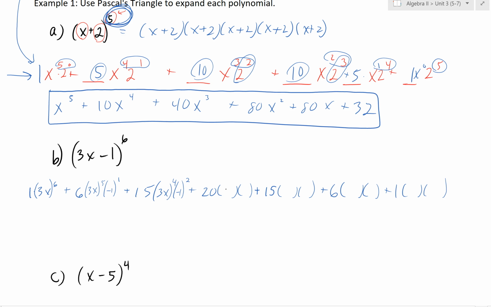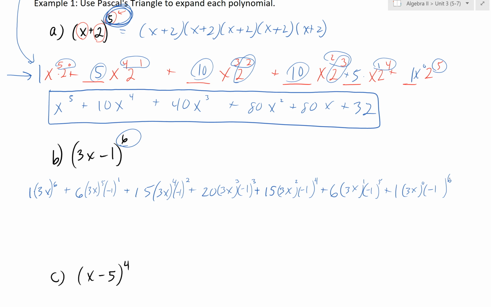So we're going to continue with that pattern, 3x to the 3rd, negative 1 to the 3rd, and then 3x squared, negative 1 to the 4th, 3x to the 1st power, negative 1 to the 5th power, and then 3x to the 0 and negative 1 to the 6th. Now, we should double check, make sure our exponents always add up to, in this case, 6. So we have 5 and 1, 4 and 2, 3 and 3, 2 and 4, 1 and 5, 0 and 6. Those all add up to 6. And so now we're ready to simplify.